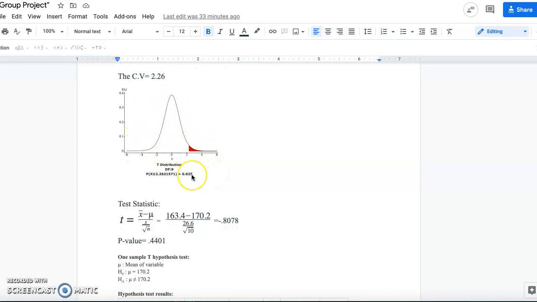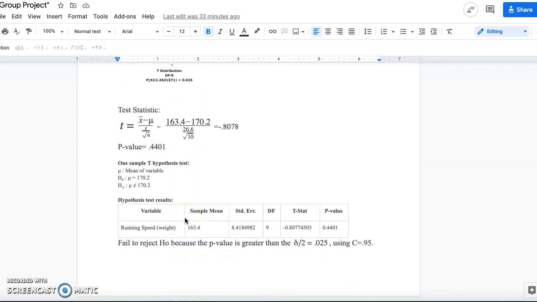Sorry, I keep saying that. This is the critical value. I still use the same thing, 2.26. And the t-test, this is what I got. I got negative 0.8078, and the p-value was 0.4401. I used StatCrunch for this portion right here. It does tell you the t-test and also the p-value.